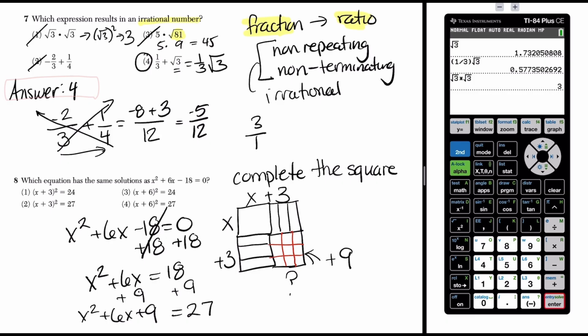Look at your square. You have x plus 3 times x plus 3 gives you x squared plus 6x plus 9. So I can now rewrite this as x plus 3 squared is equal to 27. That's literally what you see in your picture. And that is why it matches number 2, and that is your correct answer.